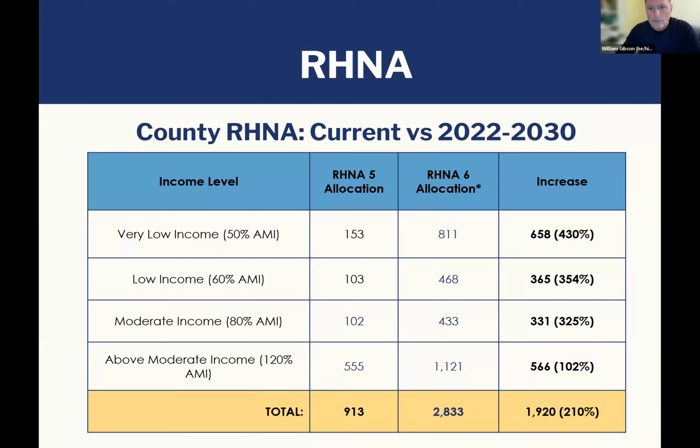And you can see the largest tranche is the very low income, and then above moderate income, and the low and moderate income categories are roughly equal. So it's a pretty significant increase, and it's a challenge, obviously, for us to meet. It's a challenge for all of the jurisdictions to meet. So this is what we have to demonstrate through the sites inventory, that we have a capacity to produce.